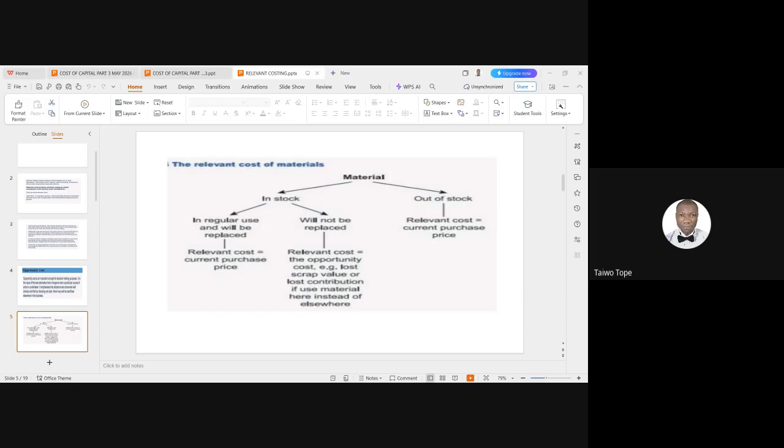Now, where you have a material and the material is out of stock, you don't have it at all, and it is very important for you to get the material, what will be the relevant cost? The relevant cost will be the purchase price, the current purchase price. That is, when you go to the market today, how much will you get it? So material not in stock, but is required. It means that you must buy it. The fact that you must buy it, the relevant cost will be what? The purchase price.